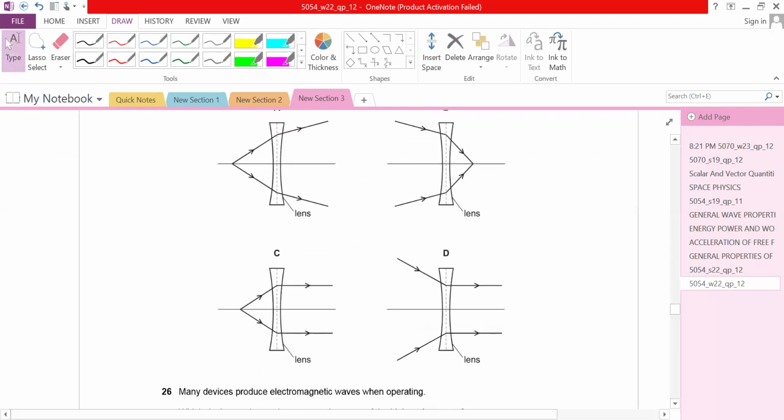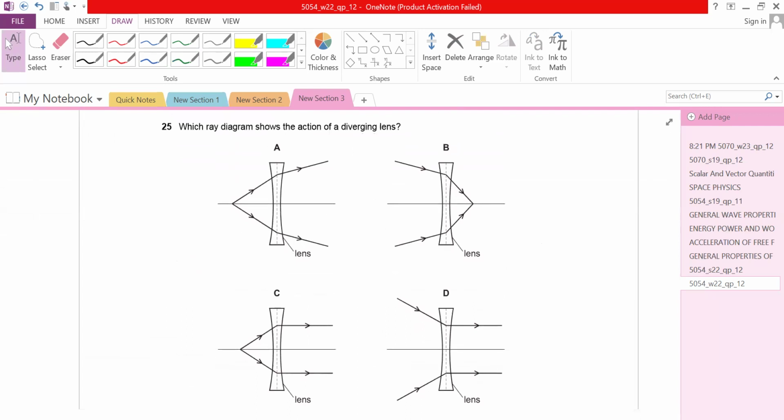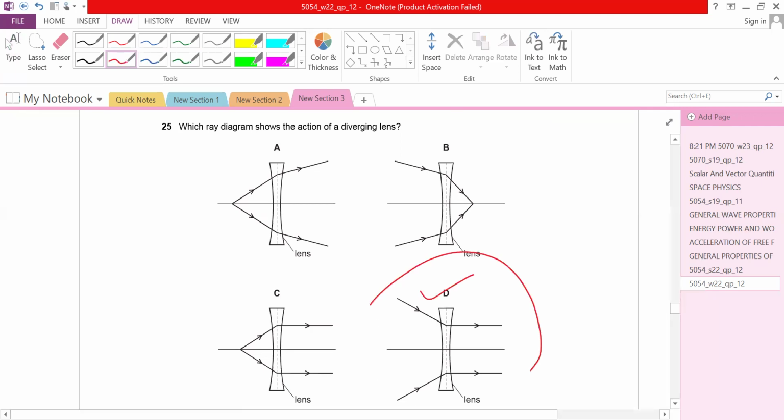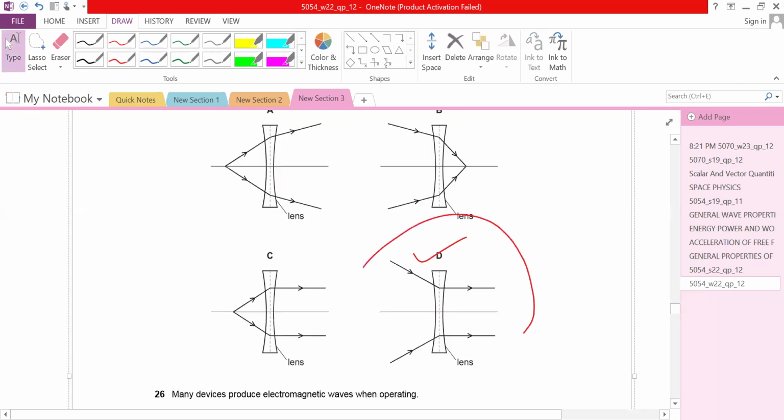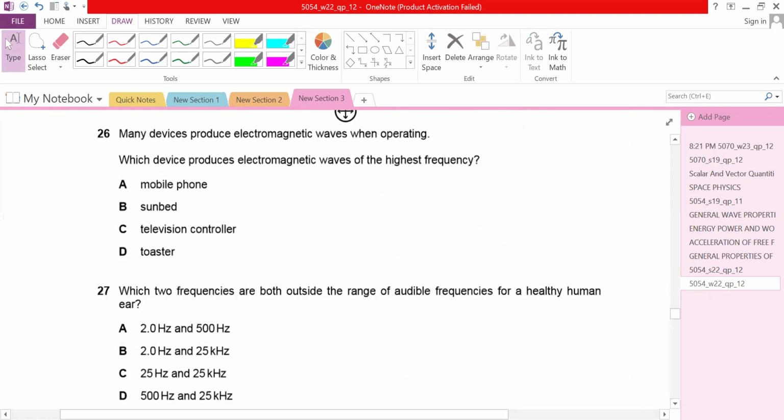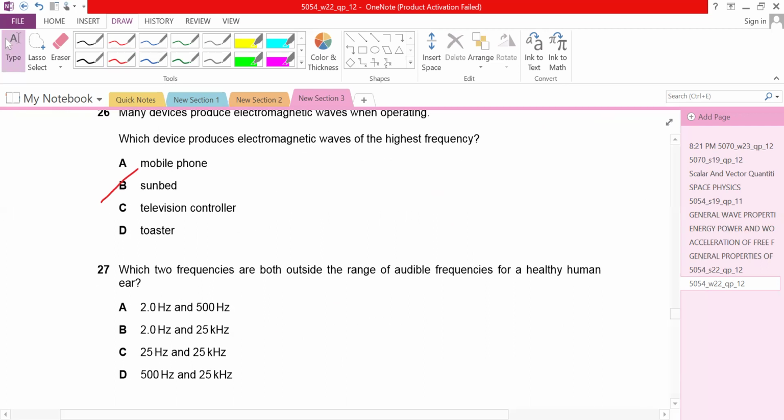Question number 25. The diagram shows the action of a diverging lens. Which ray diagram shows the action of the diverging lens? You all know that option D shows the correct action of the diverging lens. Many devices produce electromagnetic waves when operating. Which device produces electromagnetic waves of the highest frequency? So the sunbed is the correct option for question number 26.